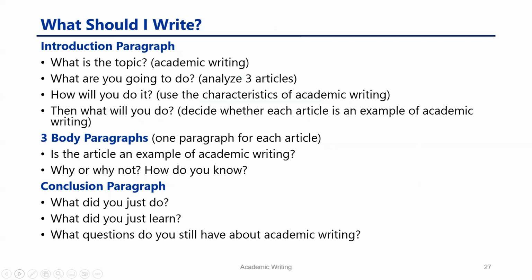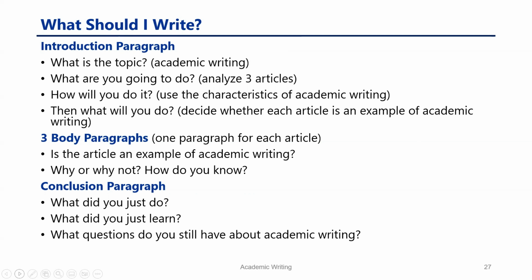Then you're going to write a 5-paragraph paper. And this follows the standard form that we almost always use in academic writing. There is an introduction, a body, and a conclusion. You should always have an introduction paragraph, at least one body paragraph, and a conclusion paragraph in academic writing, unless you're told not to.